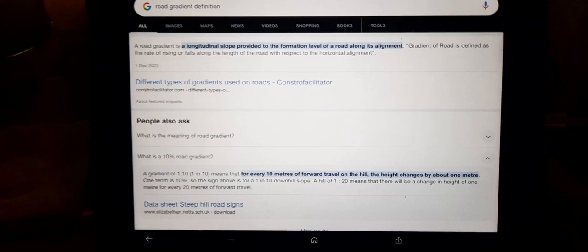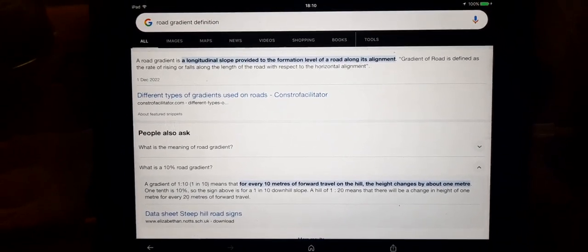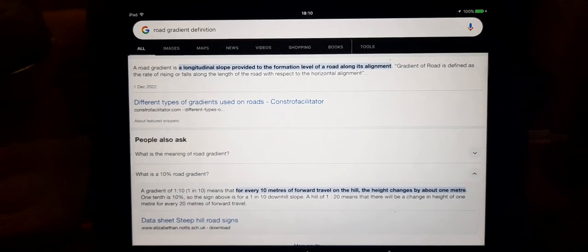Road gradients. An absolute flat earth proof. Unless, of course, you believe horizontal to be curved.